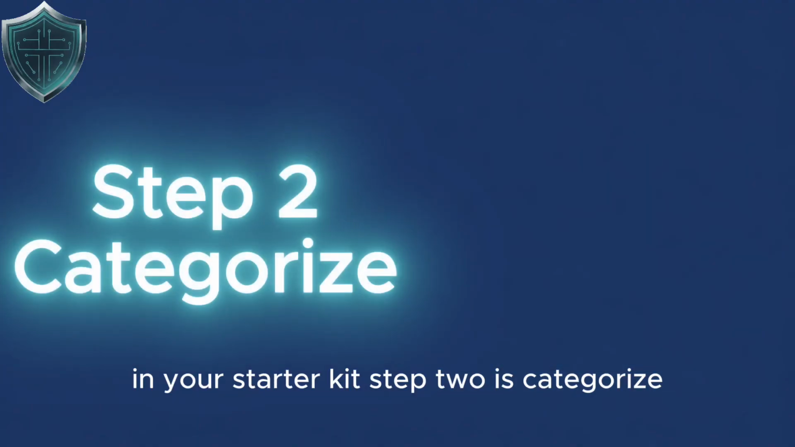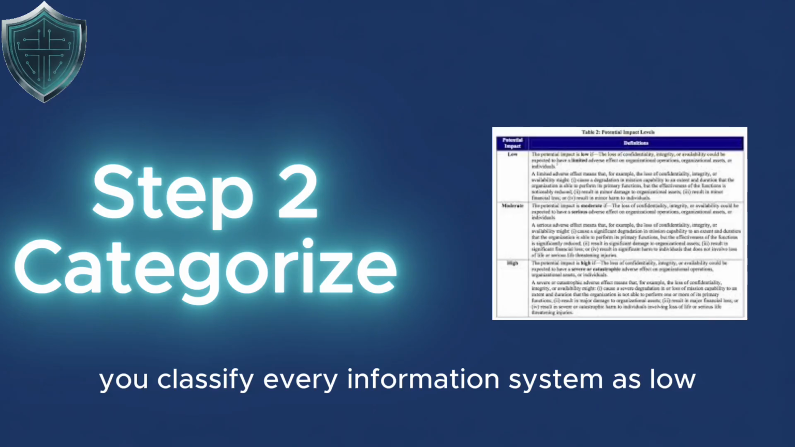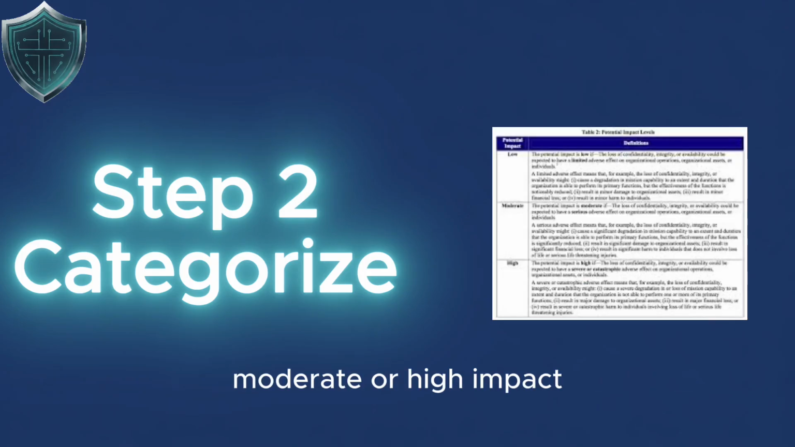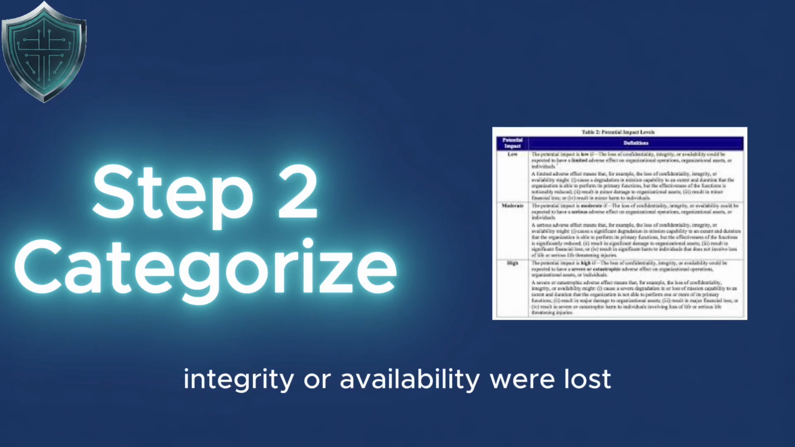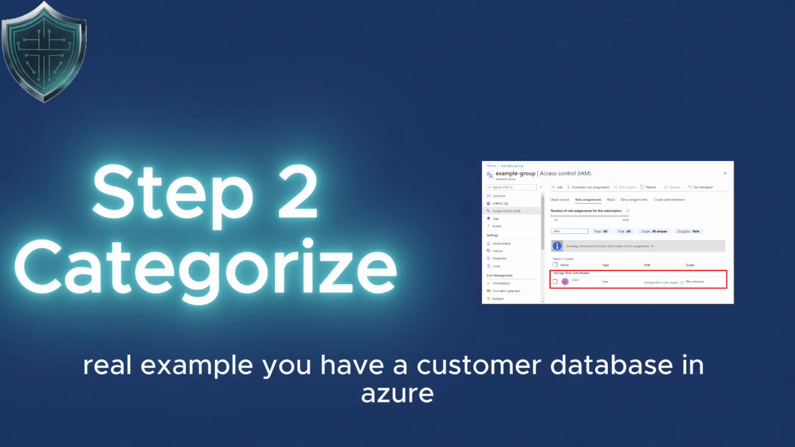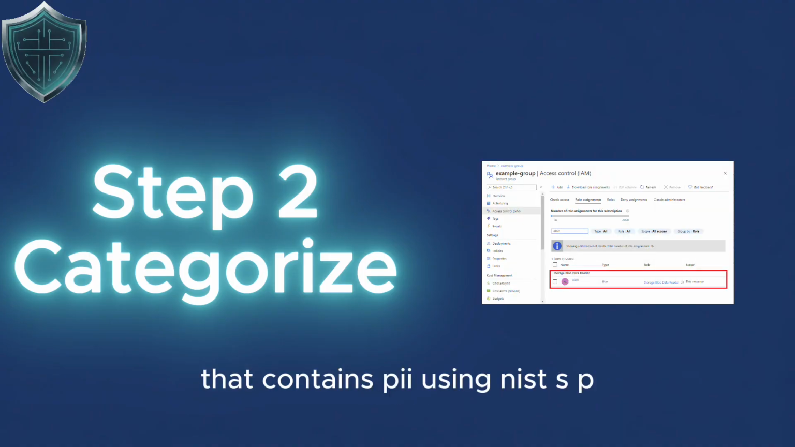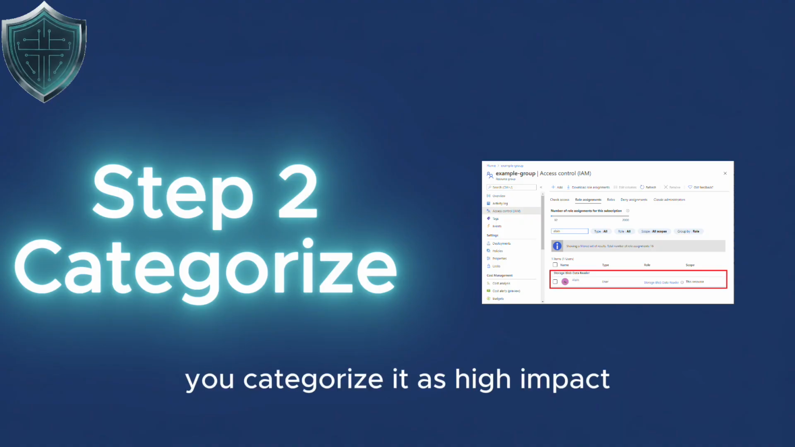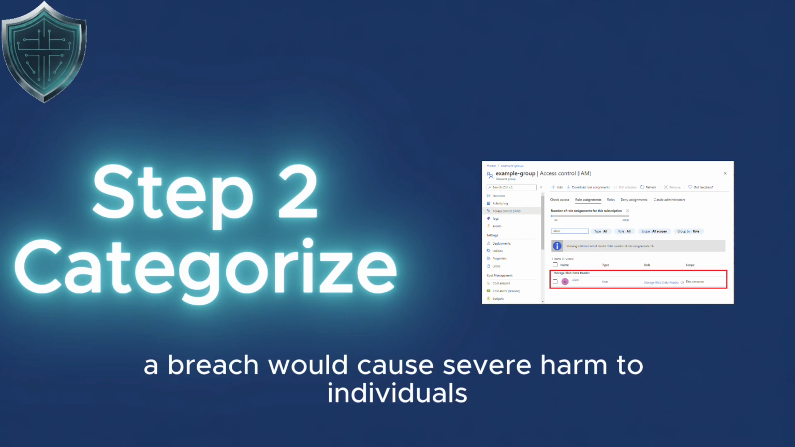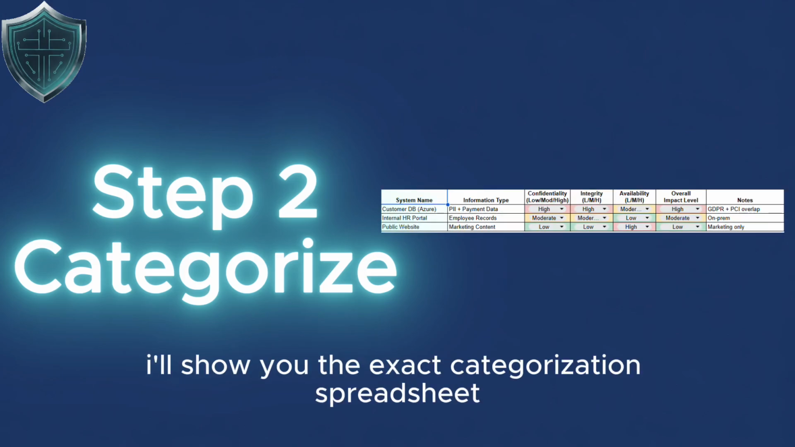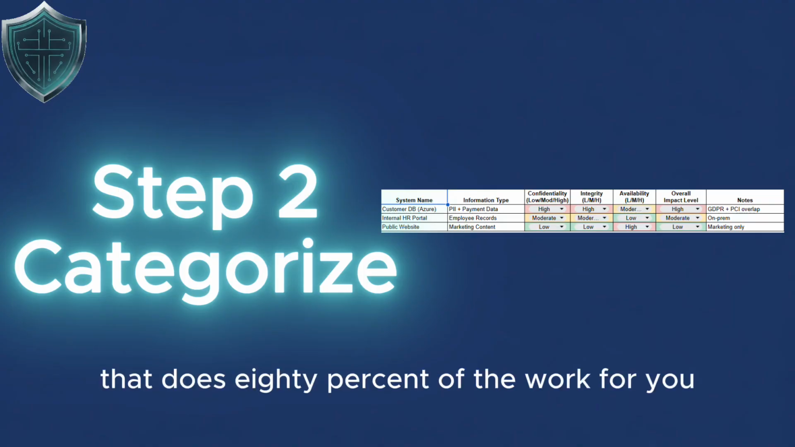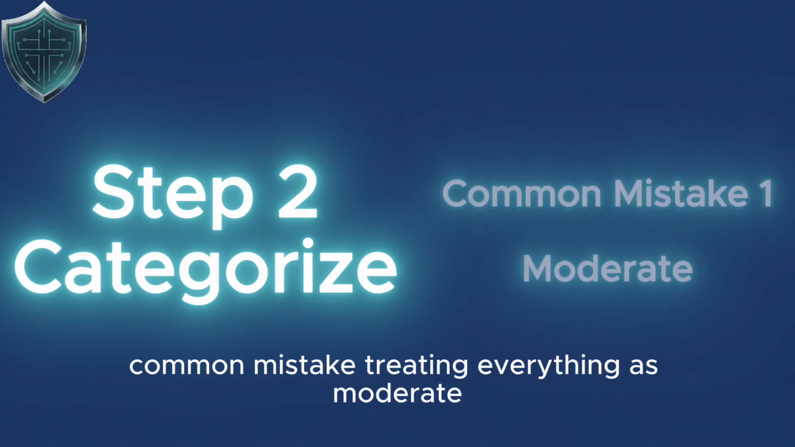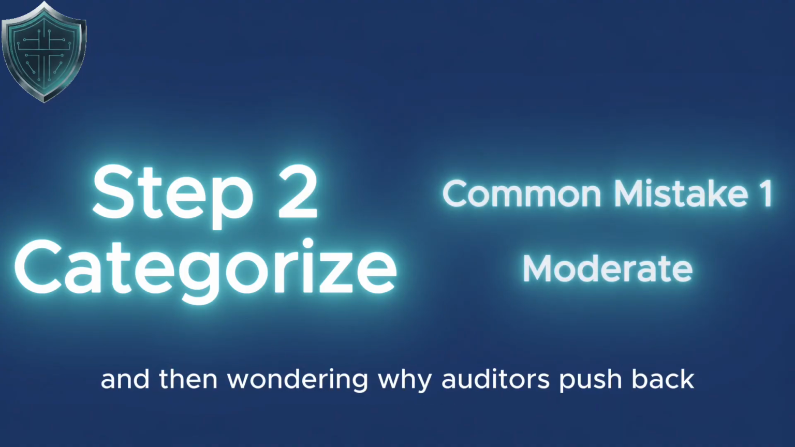Step 2 is Categorize. You classify every information system as low, moderate, or high impact based on what would happen if confidentiality, integrity, or availability were lost. Real example, you have a customer database in Azure that contains PII. Using NIST SP 800-60 tables, you categorize it as high impact because a breach would cause severe harm to individuals. I'll show you the exact categorization spreadsheet from the starter kit that does 80% of the work for you. Common mistake, treating everything as moderate and then wondering why auditors push back.